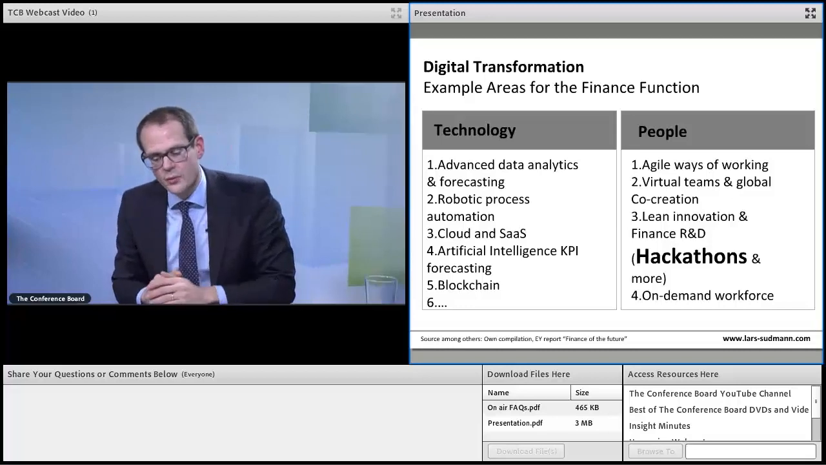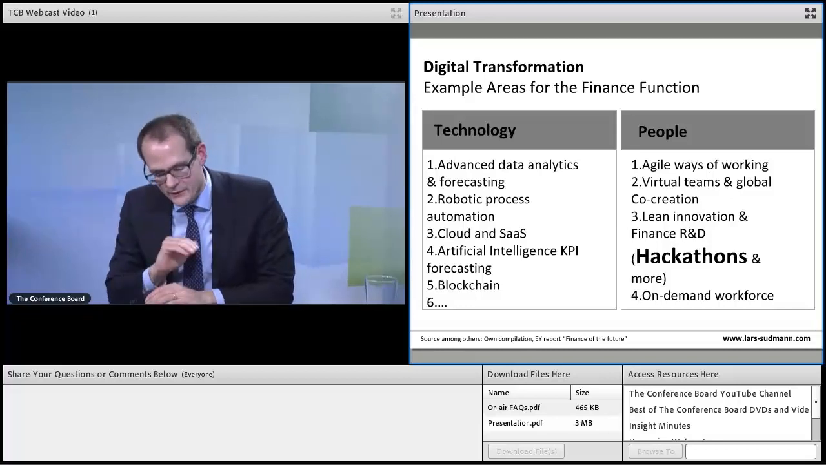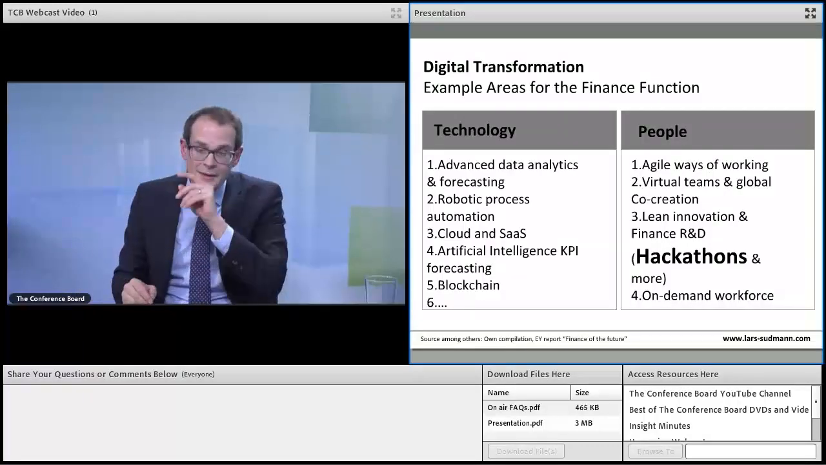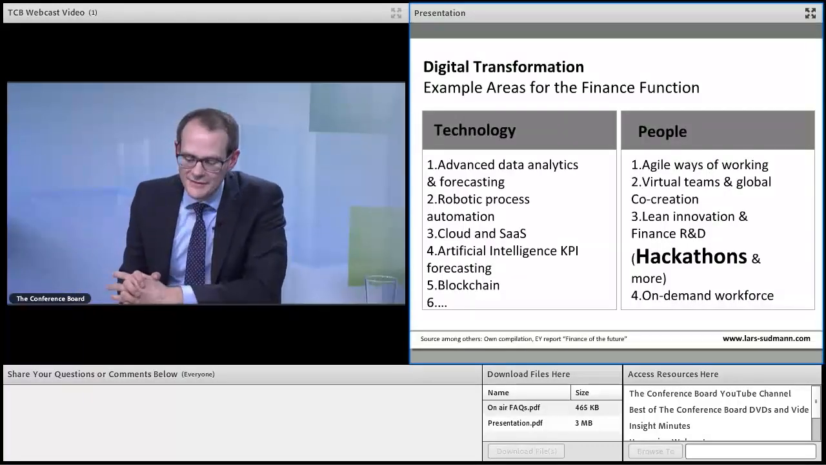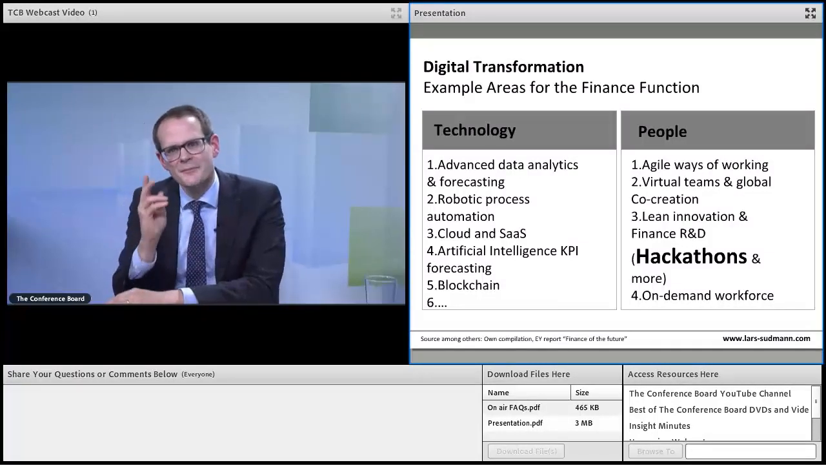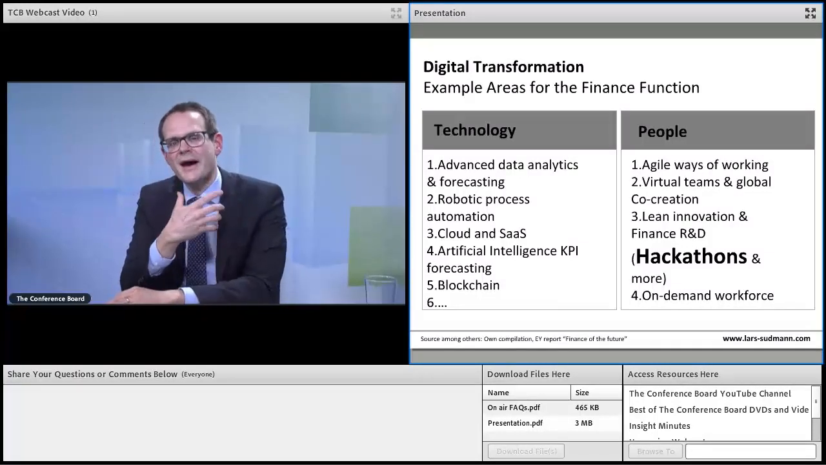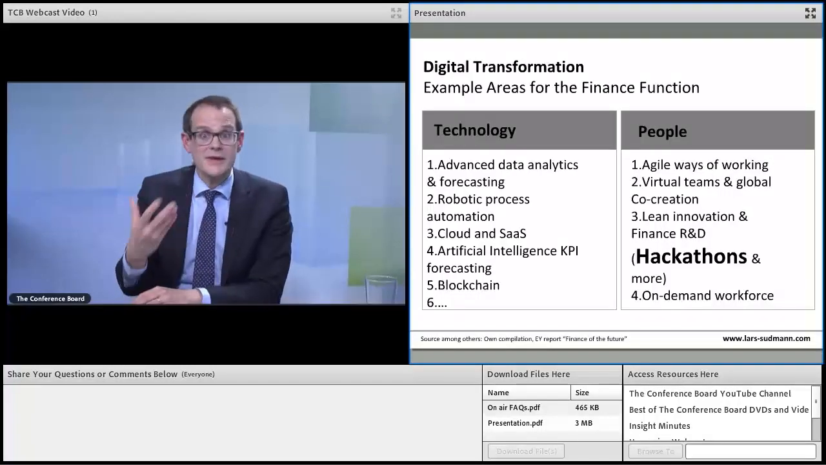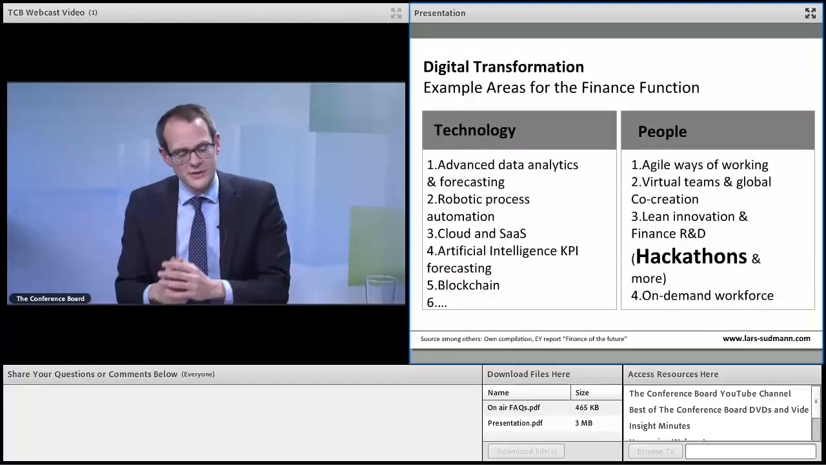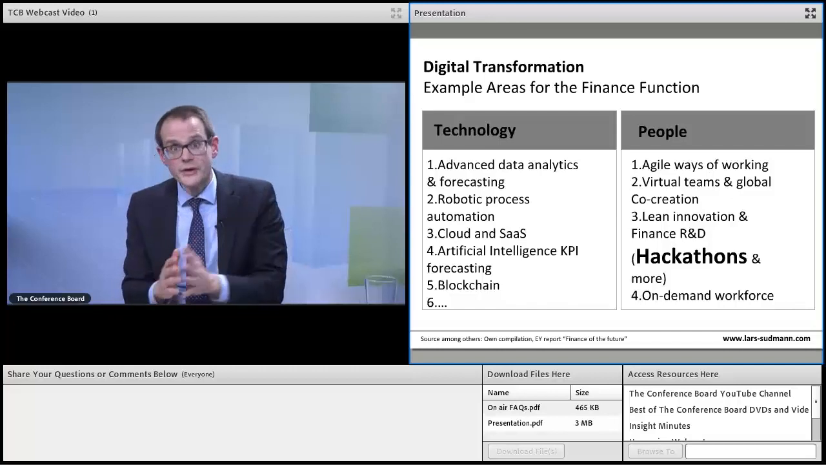And I want to zoom in on one thing here. All of these things are being tested by all kinds of finance organizations out there. But one strategy I've highlighted here is hackathons, which some of you might be aware of, some of you not. But I do believe that is one way how all of a sudden finance can become a key player and a key innovative player, because again, we're interacting so much with other functions. So what is a hackathon?